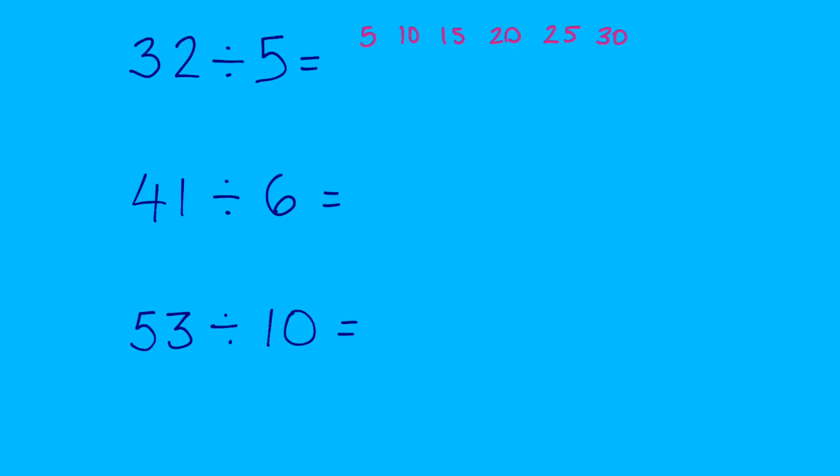So I've counted up 1, 2, 3, 4, 5, 6 times. And I can check that. 6 times 5 is 30. And how many left over to get to 32? I've got 2 left over, so it'll be 6 remainder 2. If I want to write my answer as a fraction, I can say 6 with 2 out of the 5 that I was dividing by, so 6 2/5. Let's look at the next question.